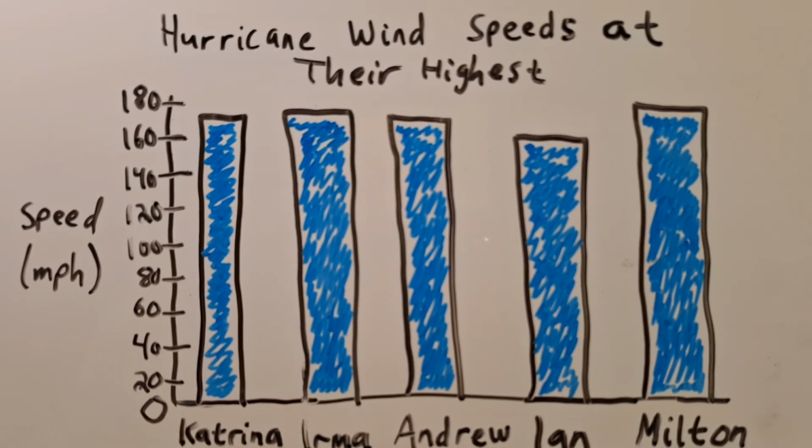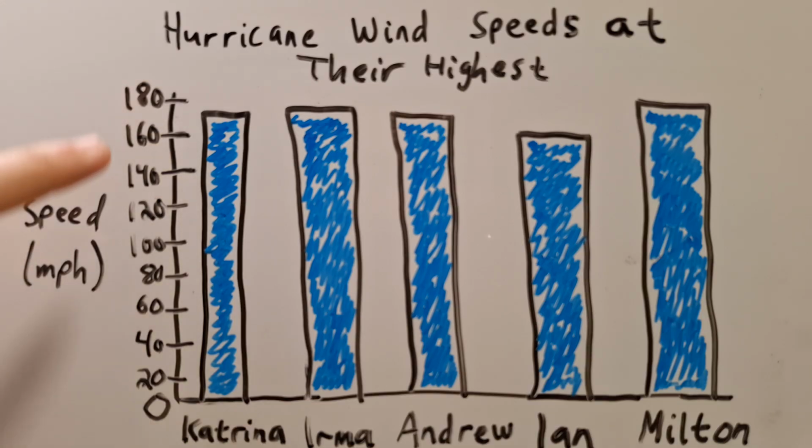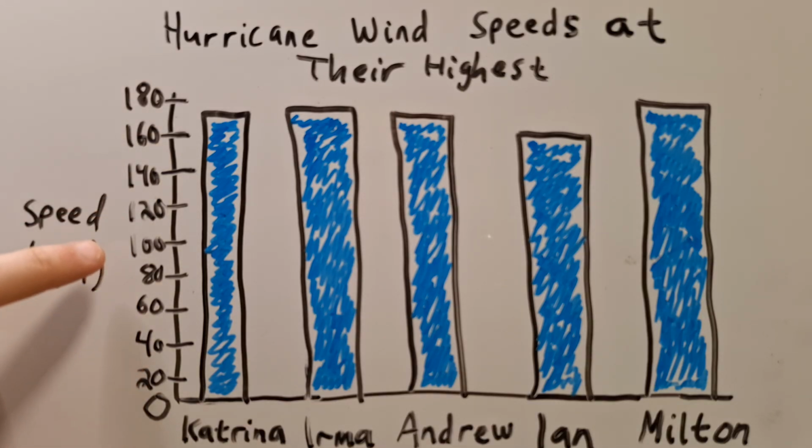So here I have the name of the graph, which is hurricane wind speeds at their highest, and then on this vertical part here I've got increments of 20 representing the speed of those storms. And then down here, I have the names of 5 different storms. This was information that I gathered from the National Weather Service.